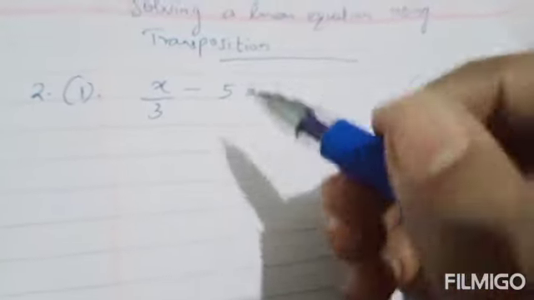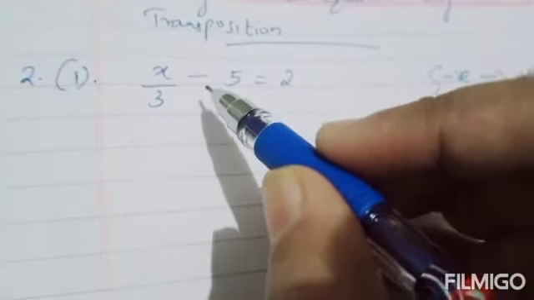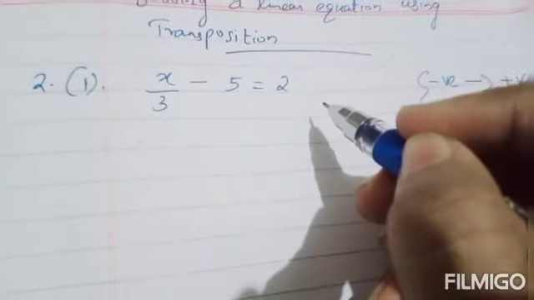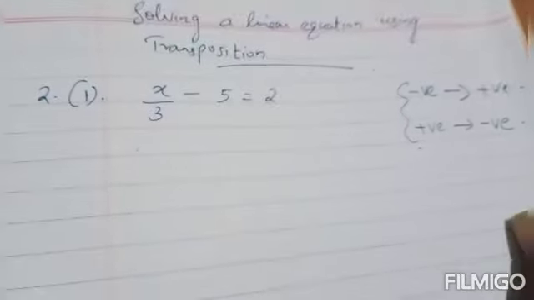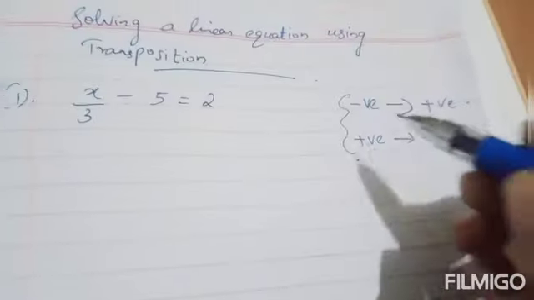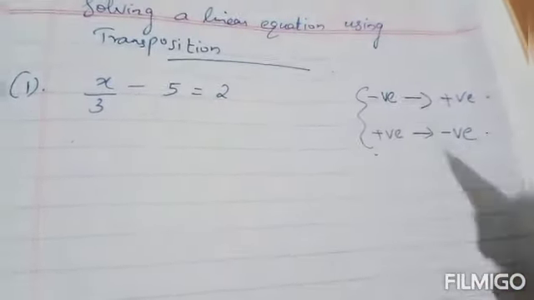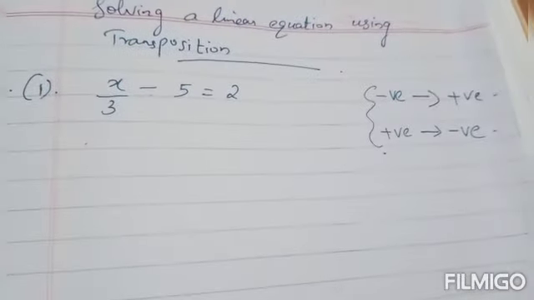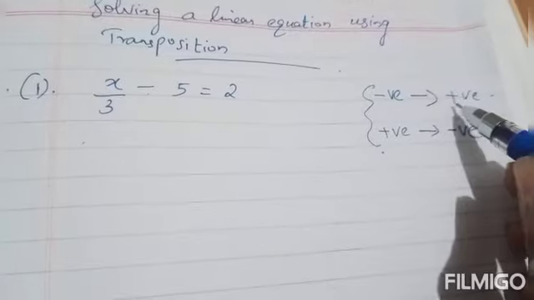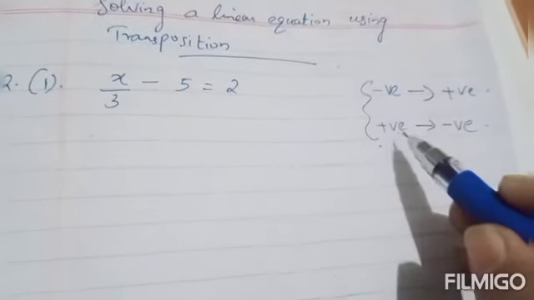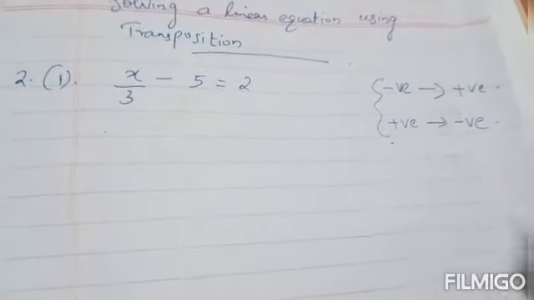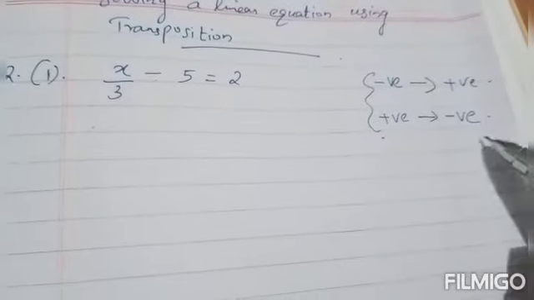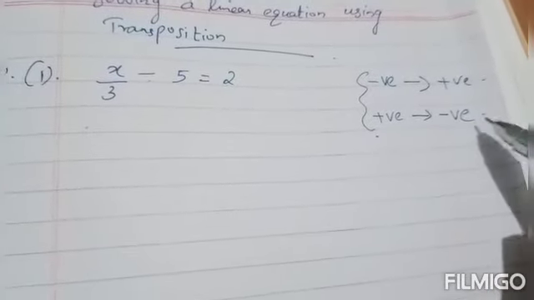So let's see. First we can transpose minus 5 to the right side. So there is one rule: minus values or negative values on transferring to the other side will become positive, and positive numbers on transferring to the other side will become negative.